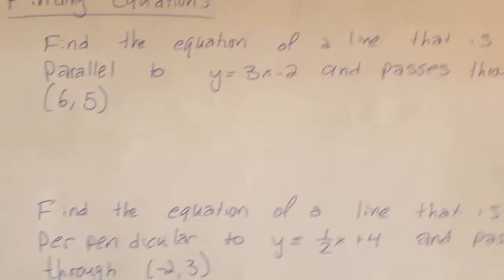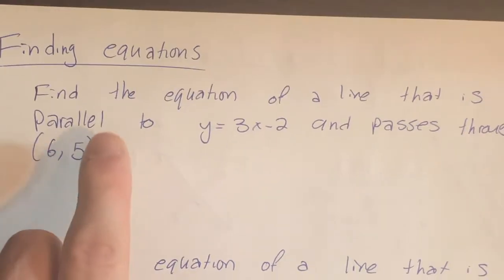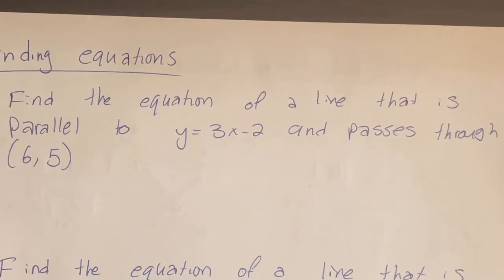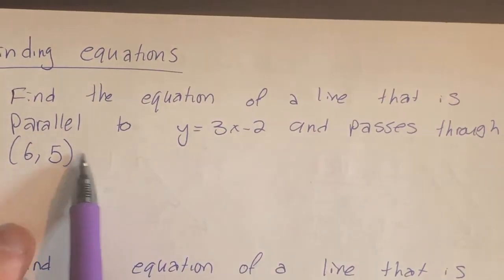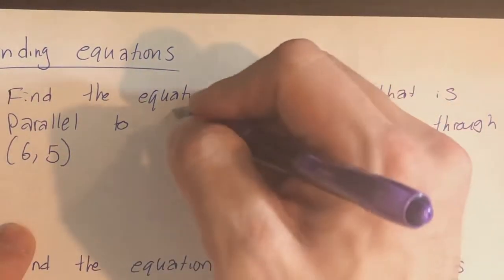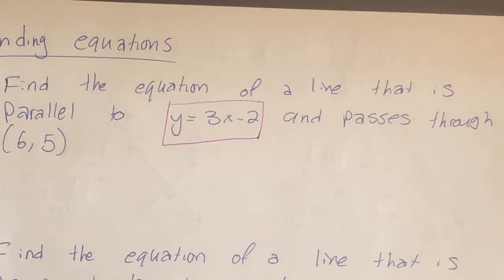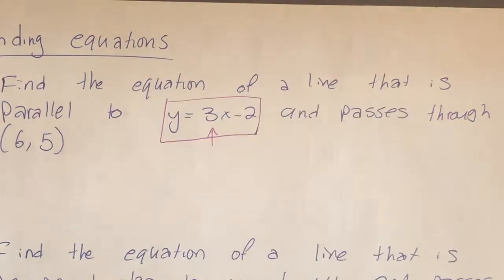Okay, so now we need to do some equations. Find the equation of a line that's parallel to y equals 3x minus 2 and passes through (6, 5). We need a line that's parallel, so we know the slope has to be the same as the slope of this line. And what's the slope of this line? Well, it's in slope-intercept form, so we know that the slope is 3.